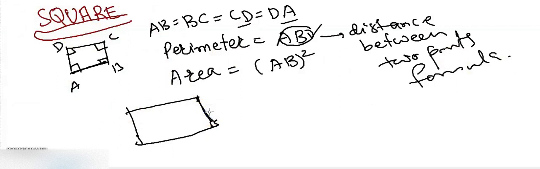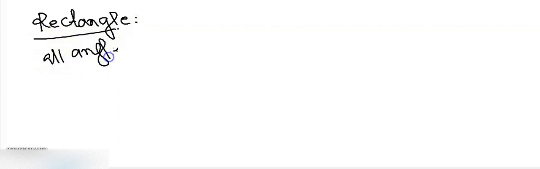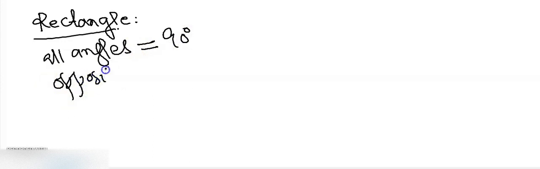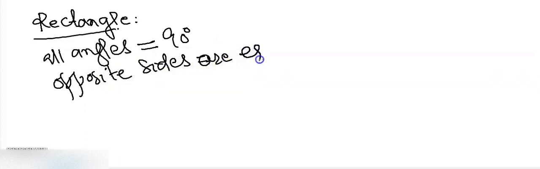Let's move to rectangle. So a rectangle is going to be a quadrilateral whose all angles are 90 degrees, and then opposite sides are equal. Lengths of opposite sides are equal.